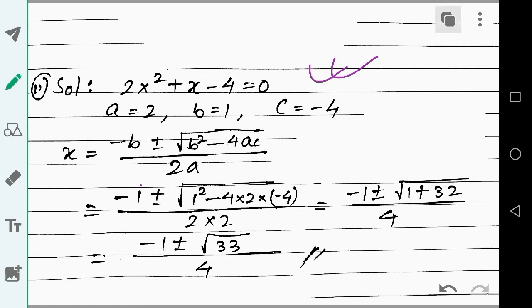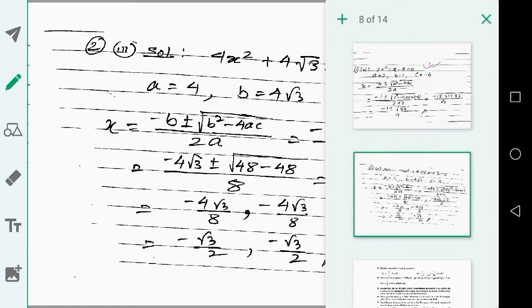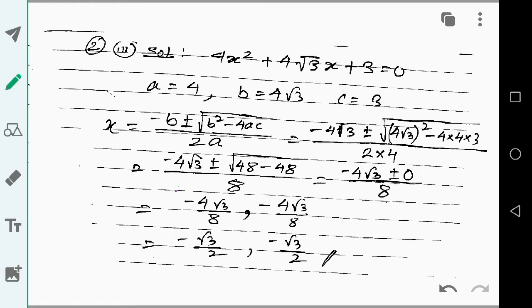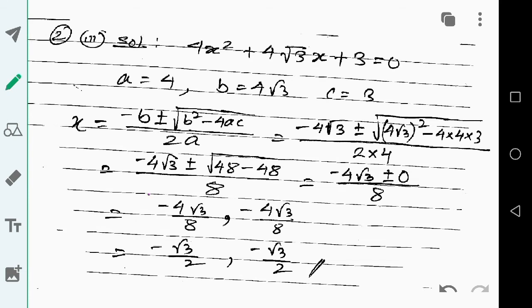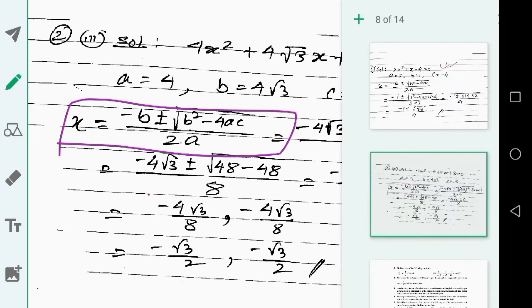Okay, so now this one the third. Okay, and the fourth equation has no real solution, that's why I have not written here anything about that. So this is the third. Okay, so here also I have applied quadratic formula. Okay, let's move on to next question, that is question number 3 here.